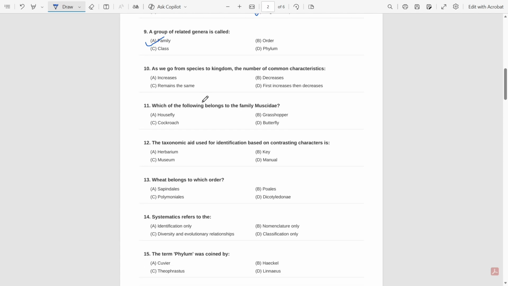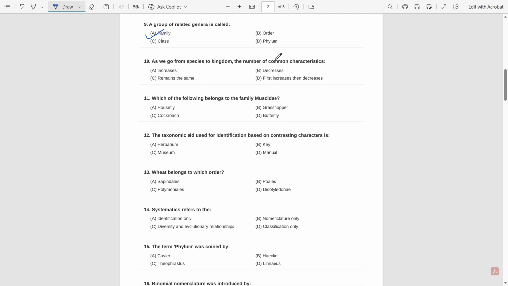10. As we go from species to kingdom, the number of common characteristics A. increases, B. decreases, C. remains the same, D. first increases then decreases. The answer is B. Why? Higher categories are more inclusive and share fewer specific traits.